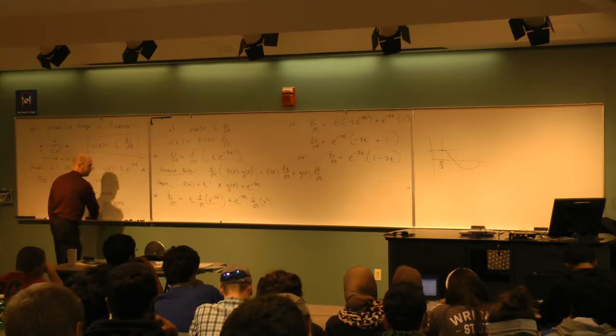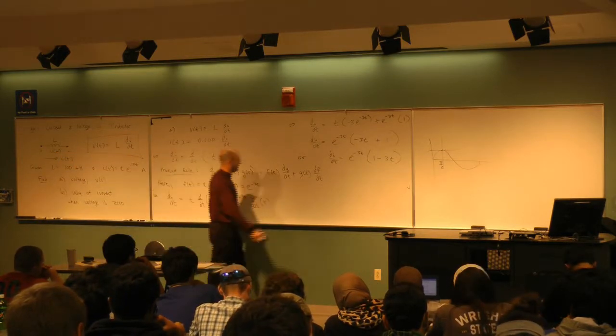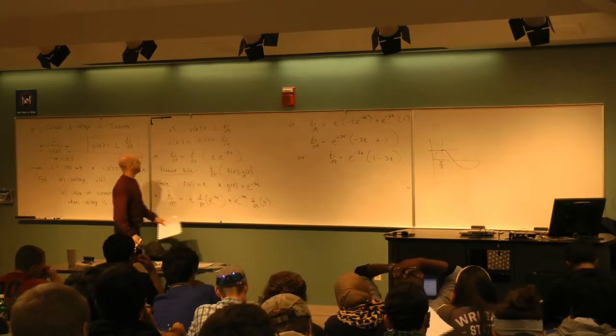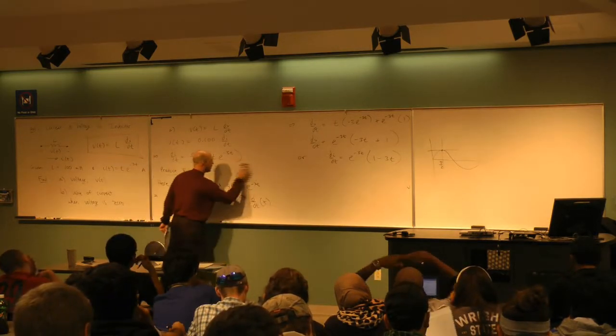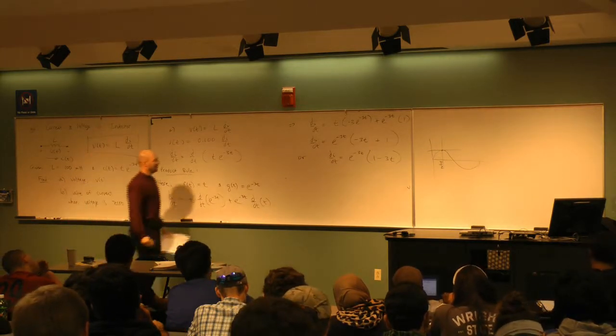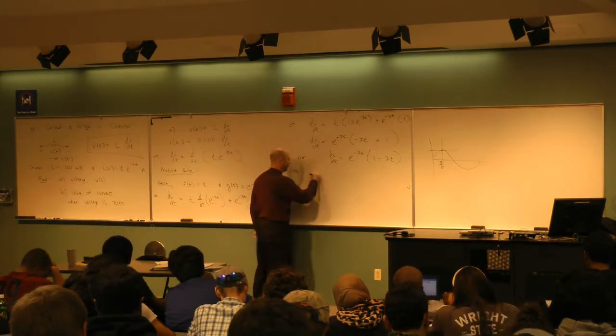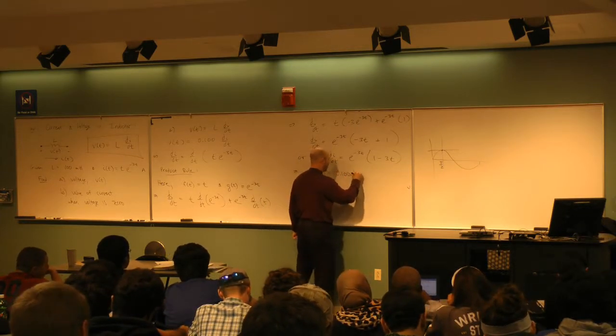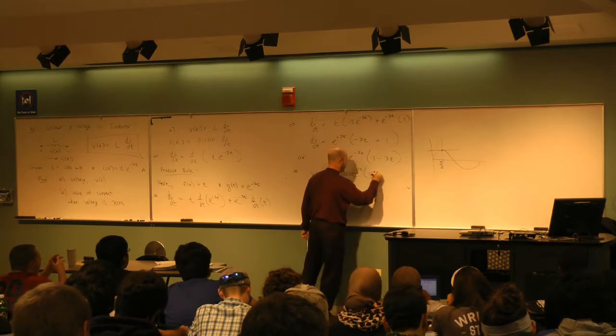All right, so am I done yet? The question is, what am I trying to get? I want the voltage, which is 0.1 times di dt. So finally the voltage, V of t, I have to multiply by 0.1: 0.100 e to the minus 3t times 1 minus 3t.